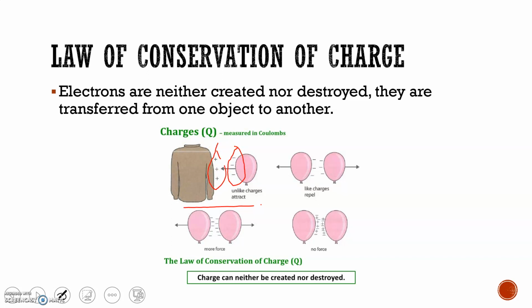And we just found out that opposites attract, so a positive and a negative are going to attract each other. That is why that occurs. And like we just said, like charges repel, and with a neutral charge, no force would occur. So again, for the law of conservation of charge, we're looking at electrons. They cannot be destroyed or created. They're just transferred from one object to another.